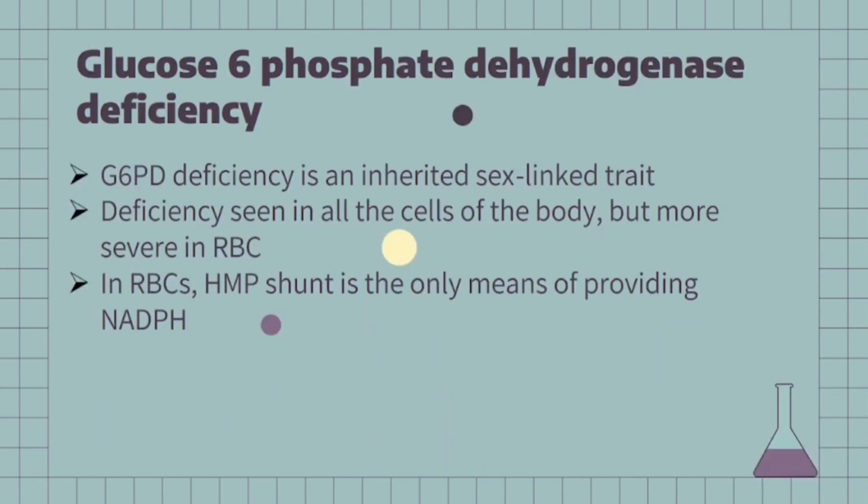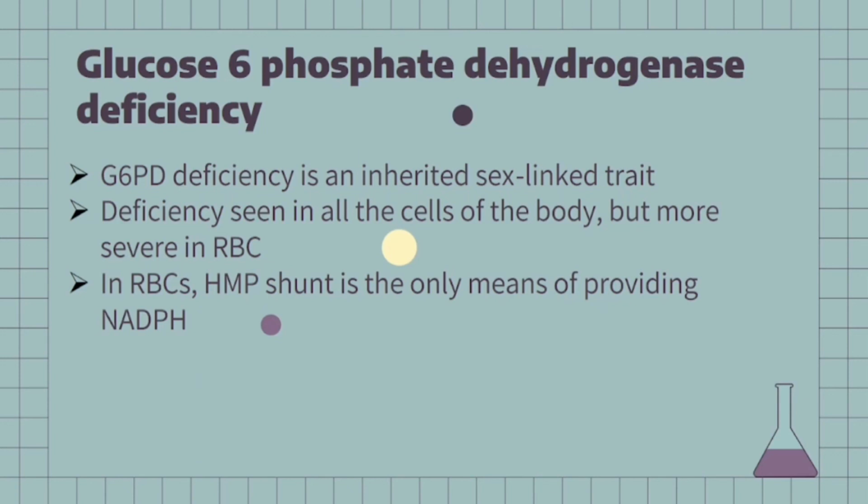Glucose 6-phosphate dehydrogenase deficiency, or G6PD. G6PD deficiency is an inherited sex-linked trait. As it is linked to the X chromosome, most people who suffer from it are male. Sufferers cannot make the enzyme glucose 6-phosphate dehydrogenase. This will mean the circulation of sugar in their body is different. Deficiency is seen in all cells of the body but is more severe in RBCs.